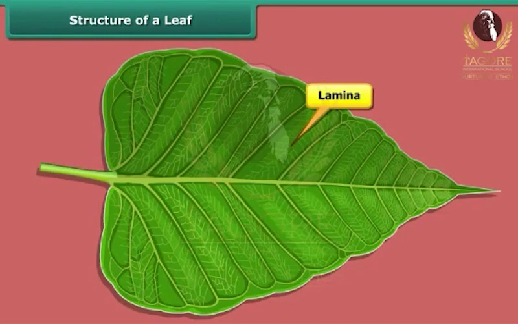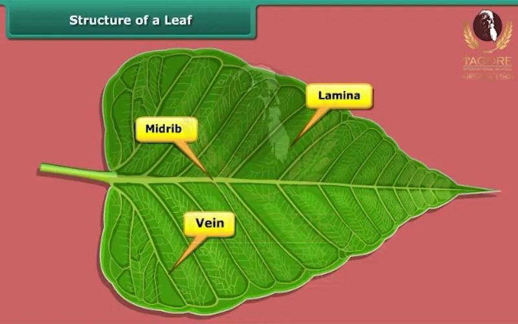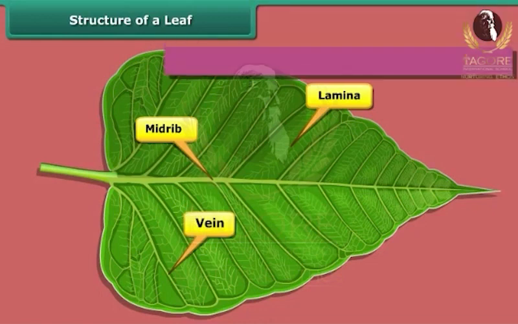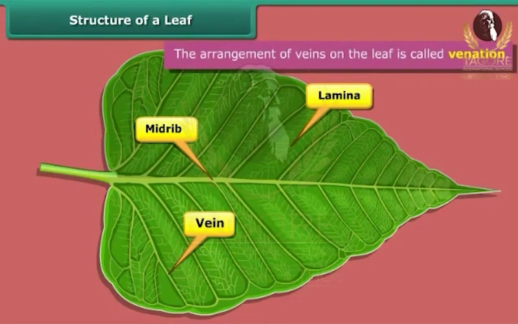The thick line present in the middle of a leaf is called the midrib. The thin lines branching from the midrib are the veins. The arrangement of veins on a leaf is called venation.